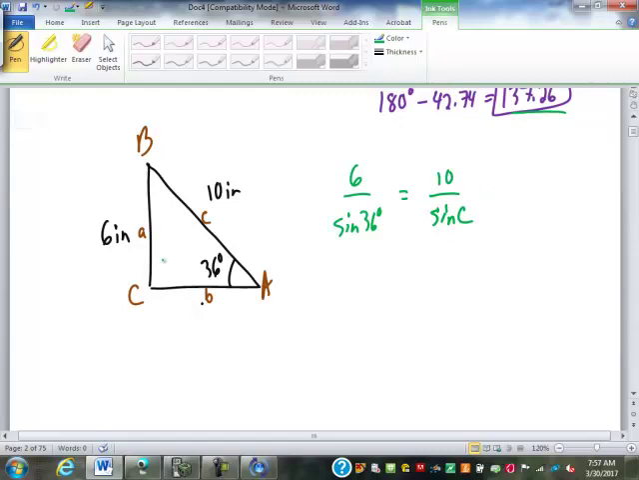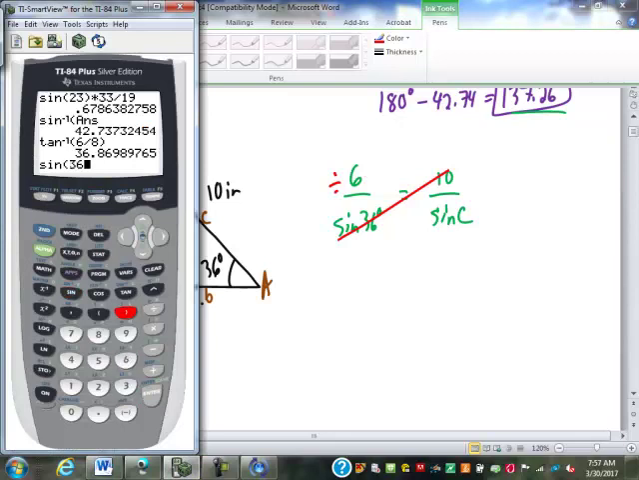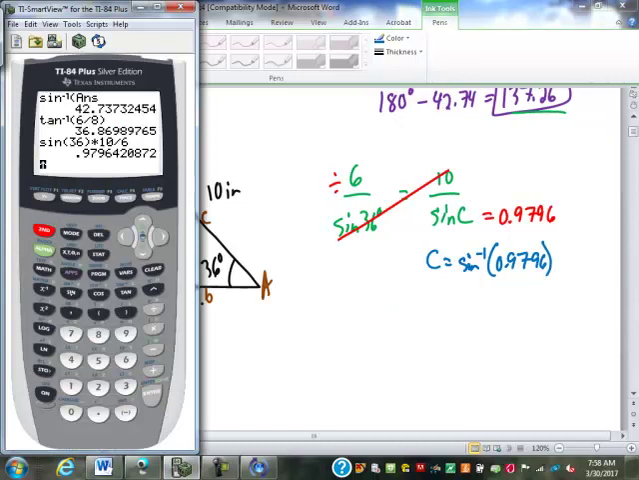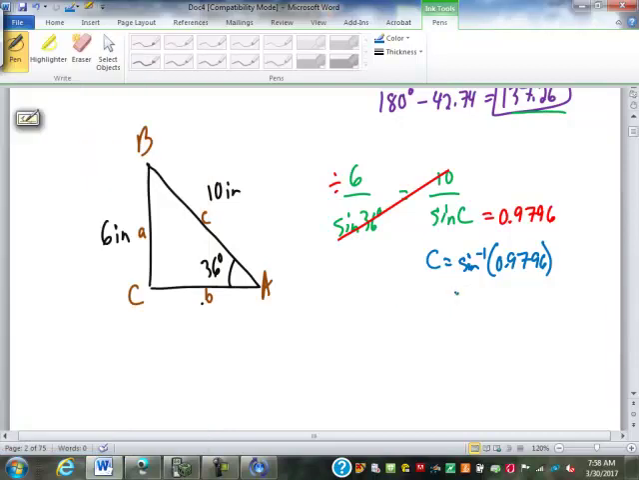In this picture, C looks like it could be a right angle, doesn't it? But it's not quite. So when I cross multiply and divide here, sine of 36 times 10 divided by 6, I get 0.9796. So the sine of C is 0.9796. So C is the inverse sine of 0.9796. But when we do the inverse sine of that, we get 78.42 degrees.